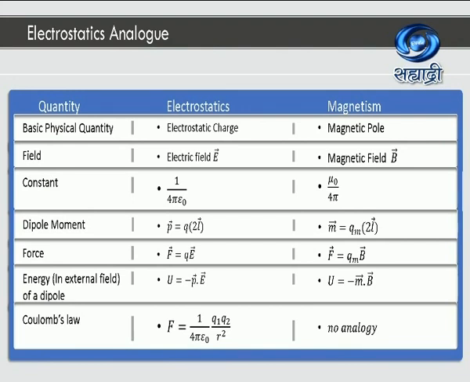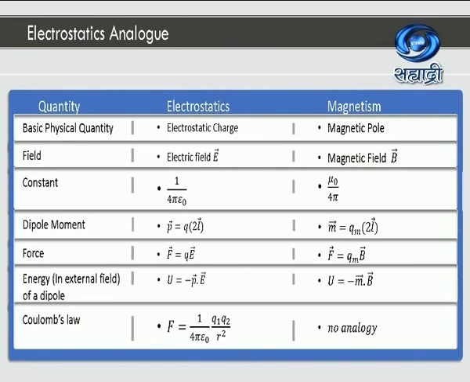The next term, potential energy. Potential energy of dipole. As far as the electric dipole in electrostatics is concerned, the potential energy stored U is equal to minus vector P dot vector E.